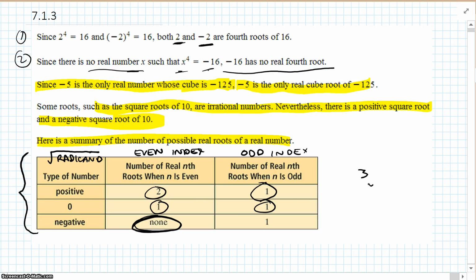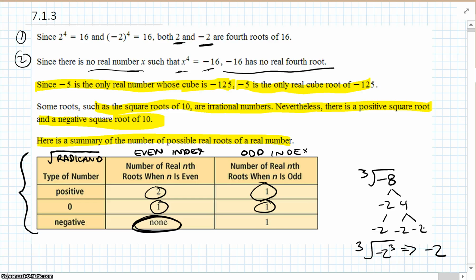Last example. I have a negative number and an odd index. So the cube root of negative 8 we just proved, right? We said that was negative 2 times negative 2 times negative 2. So we could rewrite that as the cube root of negative 2 cubed, which is negative 2. So there's only one solution. So when we're using our radical sign and different indexes, when the index is even and the number is positive, you have 2 roots. Everything else you have one root, except for negative with an even index, and then you have no real root.